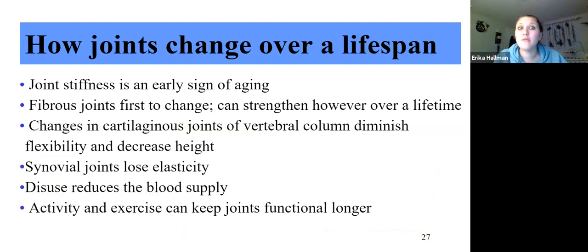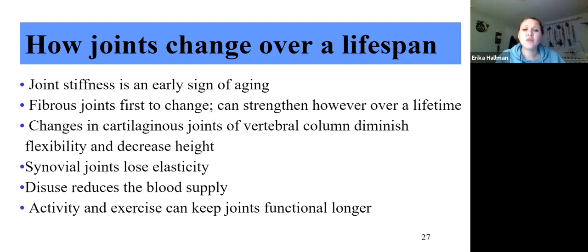So let's talk about how joints will change over a lifetime. It is true that if you don't use it, you lose it. Joint stiffness is usually what you see as people start to age. They start to get a little bit slower getting up, a little bit slower doing activities. The fibrous joints are actually the first to really become hard and stiff. Cartilaginous joints will change in the vertebral column. That's the reason why a lot of times as people get older, they shrink a little bit, because those cartilaginous joints compact and it makes the vertebral column a little shorter.